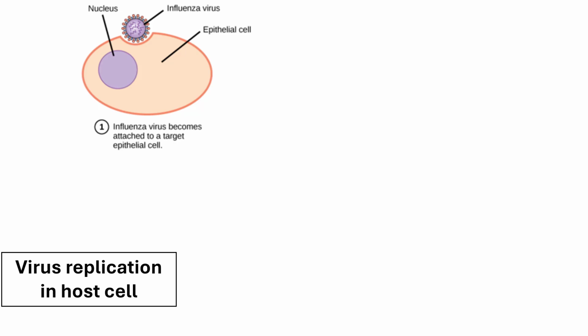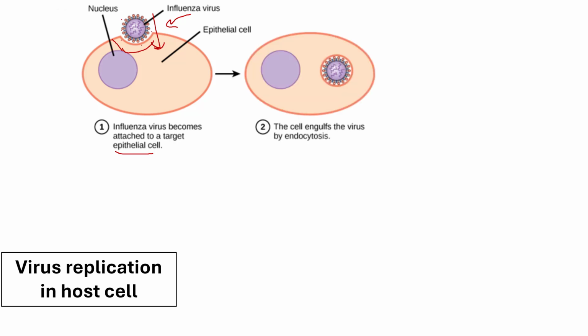The first step is the attachment step, where the virus attaches to the surface of the host cell. This process is very specific because there are specific ligands present on the surface of the virus, and there are specific receptors present on the plasma membrane of the host cell. The two interact and make a specific attachment. Then the virus is taken up by the cell through the process of endocytosis, and here you can see that the virus is now inside the host cell.